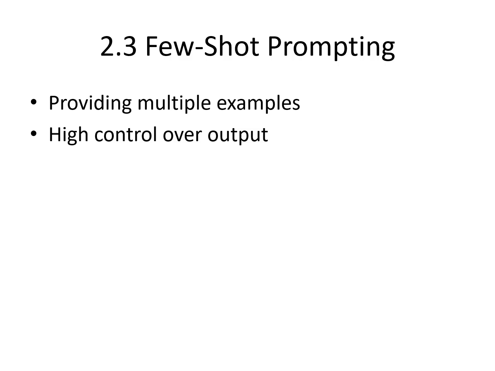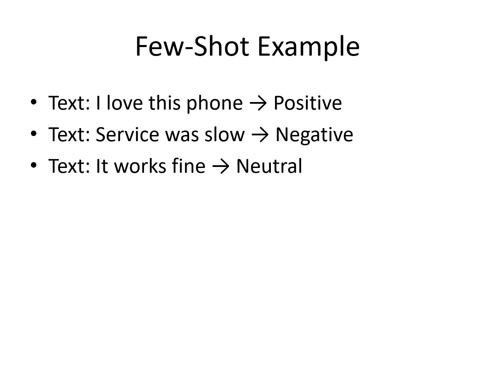Then you have few shot prompting. Few shot prompting involves giving multiple examples to the AI. This provides stronger guidance and better control over output. Exactly the type of output you are expecting, you can provide in the same way as examples. You can understand few shot with: I love this phone, which is positive. Service was slow, the second text, is negative. Then another text, it works fine, is neutral.